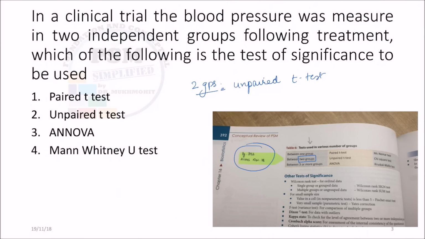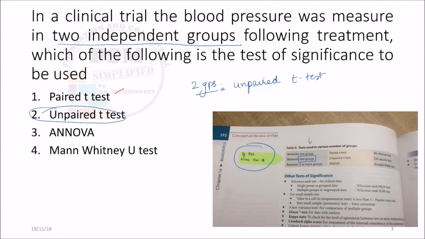I got feedback from students that there were probably two such questions, but nevertheless, there could be one or two, and I have taken both. In this question there were two independent groups, so I would certainly go with the option of unpaired t-test. When should I mark paired t-test? I will mark paired t-test if the question says before and after in the same group.